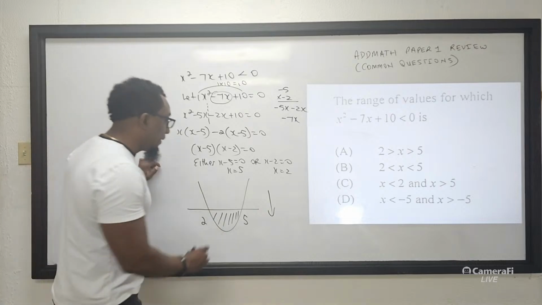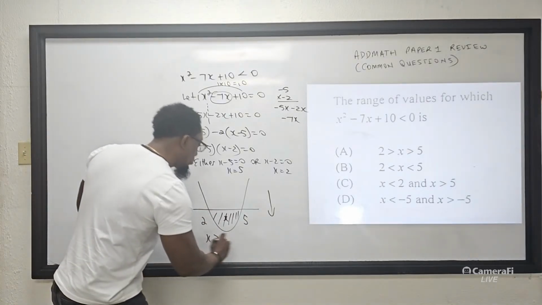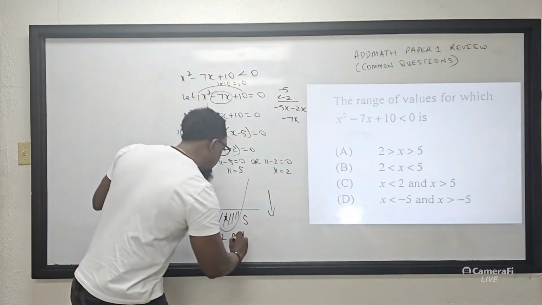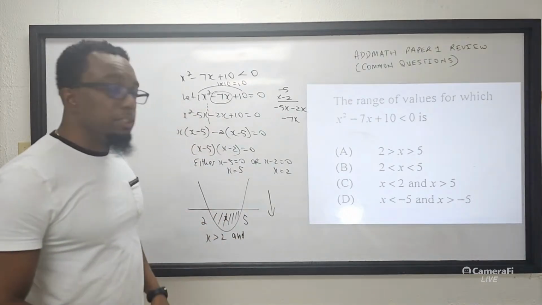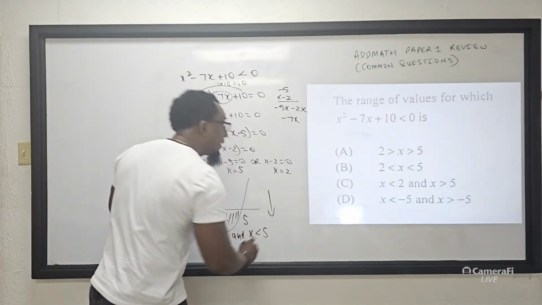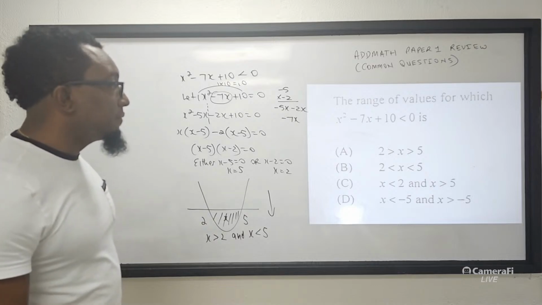So therefore, my range of values of x will be greater than 2, and I'm using the word and because it falls within that region, and x will be less than 5. So x is greater than 2 and x is less than 5.